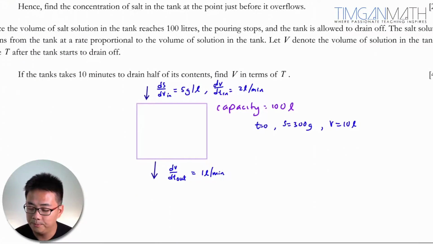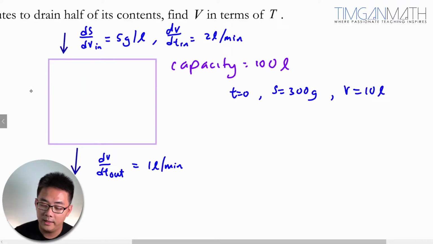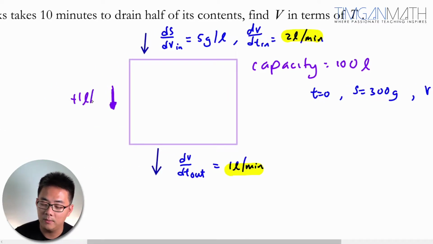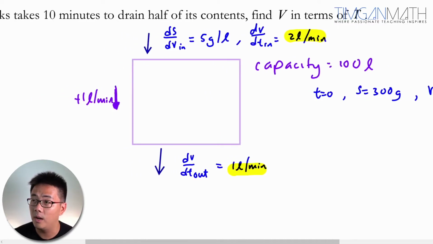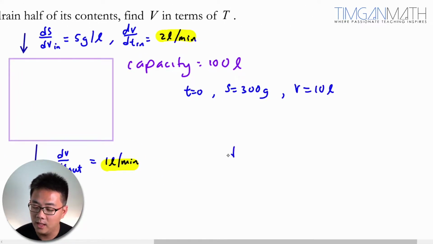Okay, now let's start. We know that the rate going in and the rate going out are different. So in other words, you have a net positive 1 liter per minute in terms of the amount of water, so that is dV/dt. Now let's start off with dS/dt first. dS/dt net is obviously equal to dS/dt in minus dS/dt out.